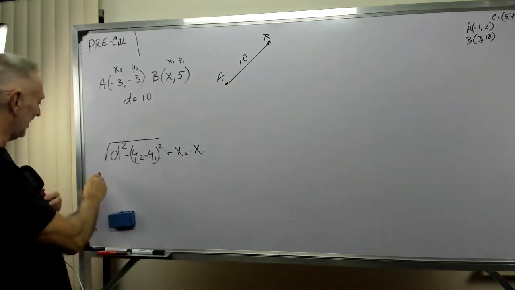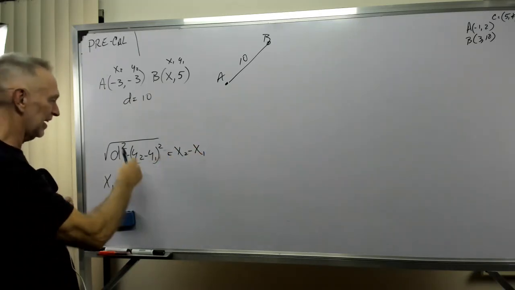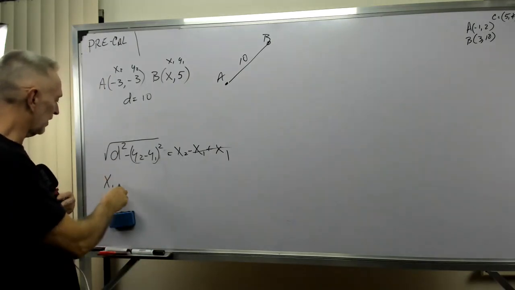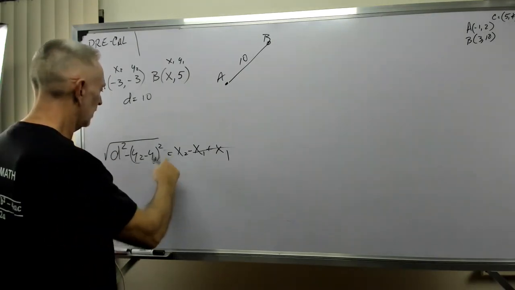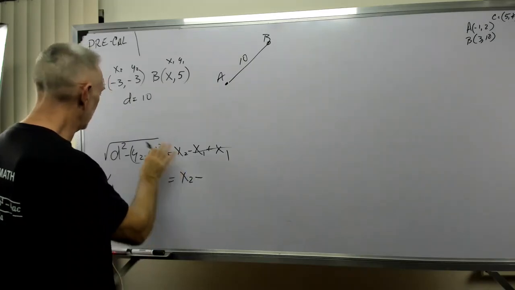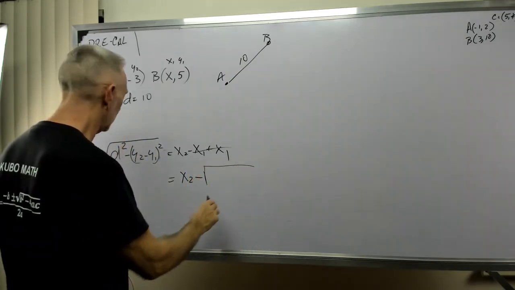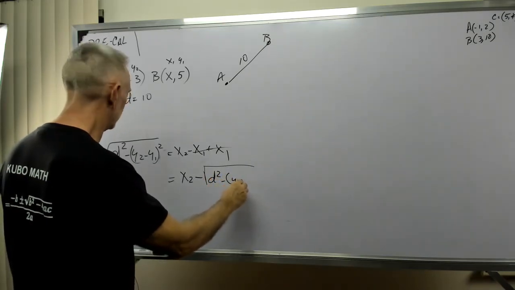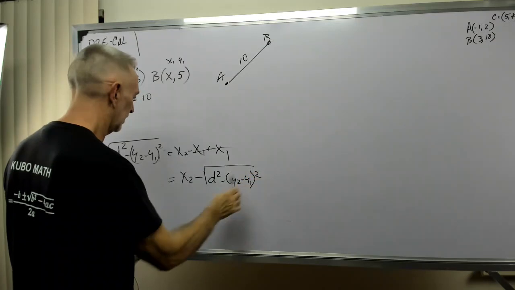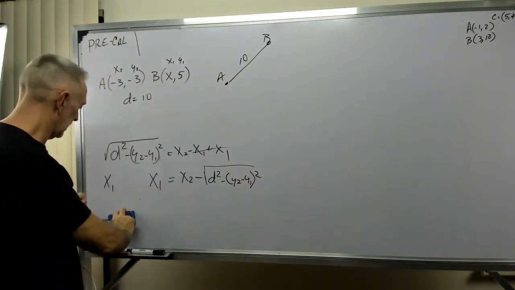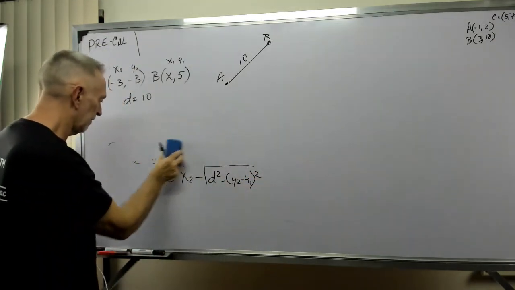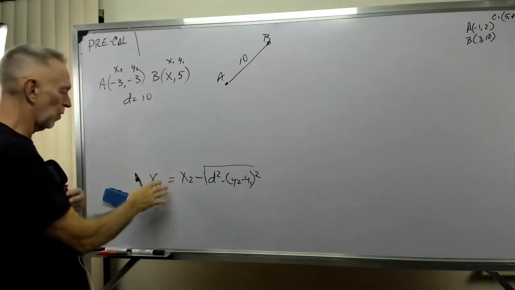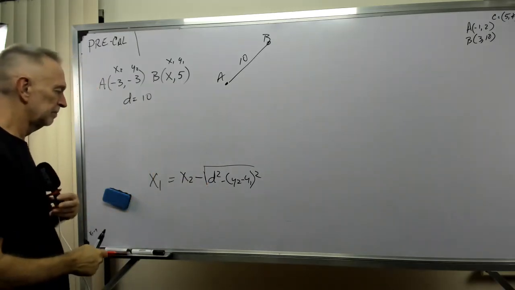If I add x sub 1 to both sides, x sub 1 plus x sub 1 wipes that out. Then subtract that from both sides. So it gives me x sub 2 minus all of this. I'm trying to save board space and I don't think I'm accomplishing that. So x sub 1 equals all of that. Now we've manipulated the distance formula to get to this point.